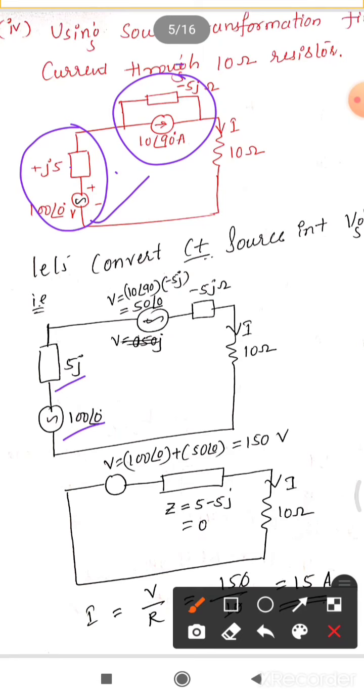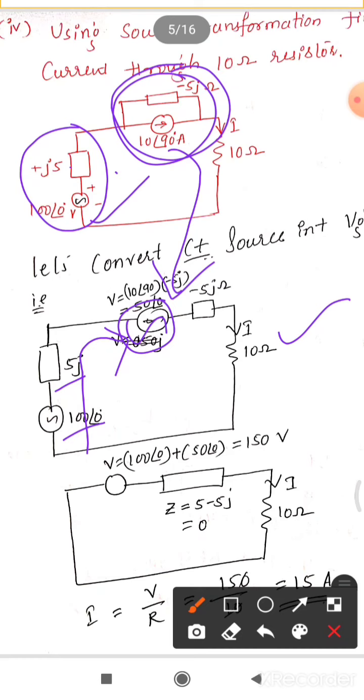Then what we can do is convert this current source into a voltage source. Once you are taking a voltage source, it comes in series with this part, and this impedance remains the same, that is minus 5j in series with the source. And this 10 ohm as it is, right? So convert this, V is equal to what? I into Z. So I is how much? I is 10 at an angle 90 degrees.